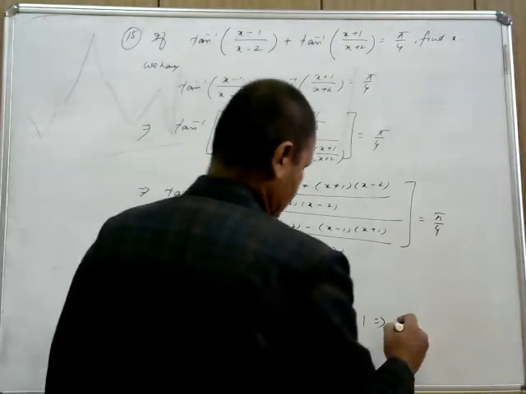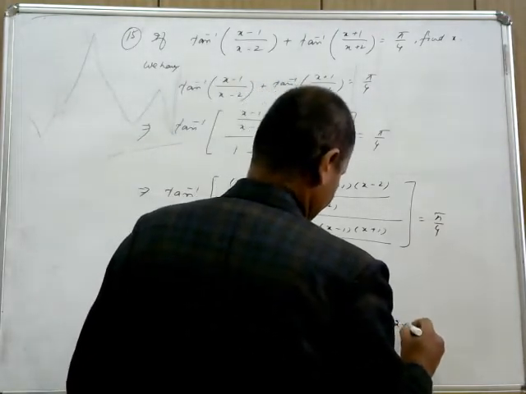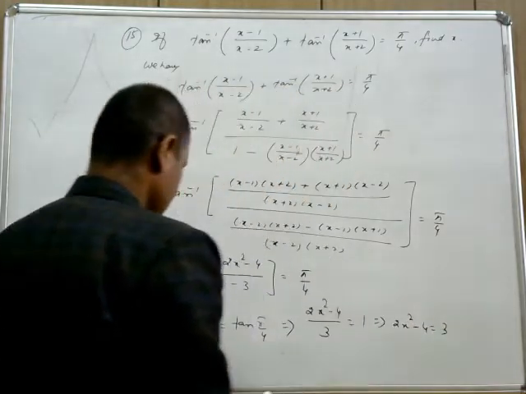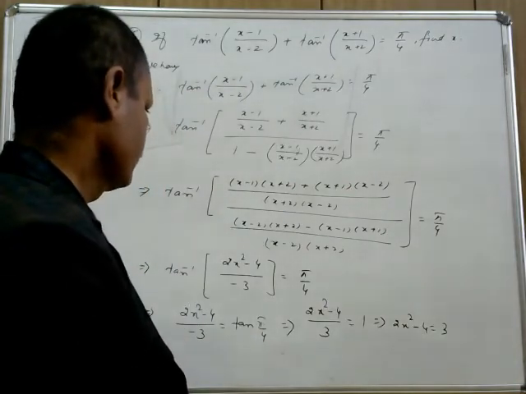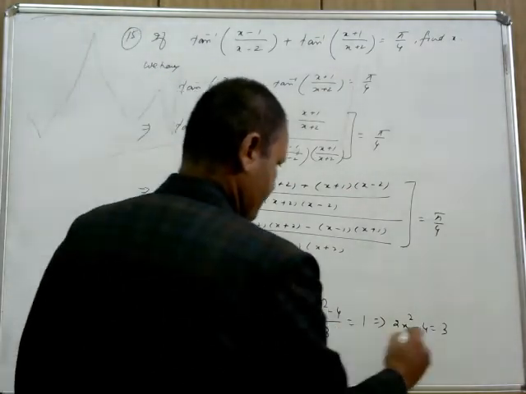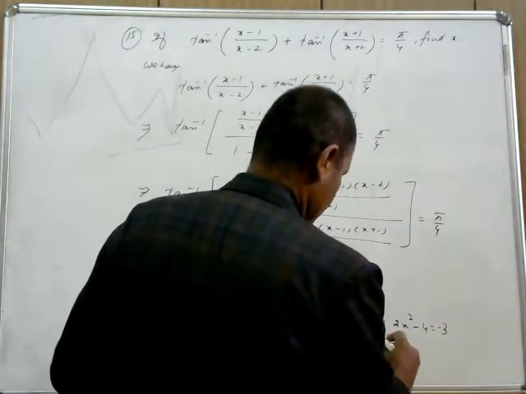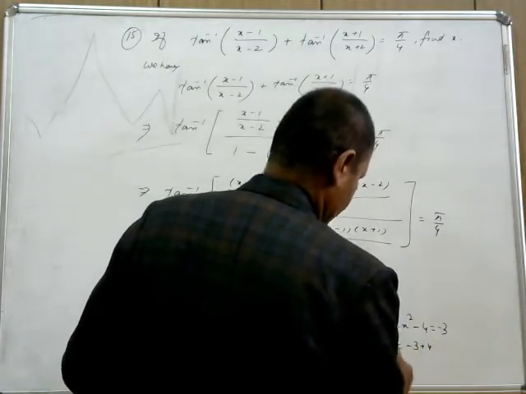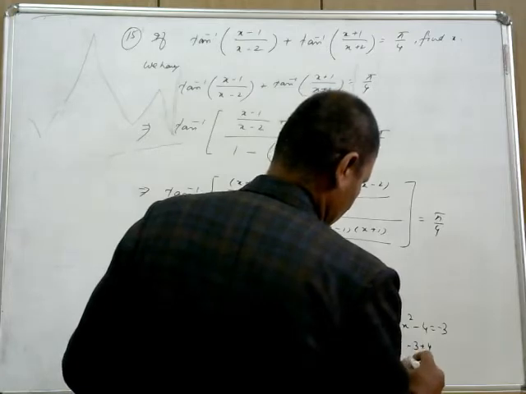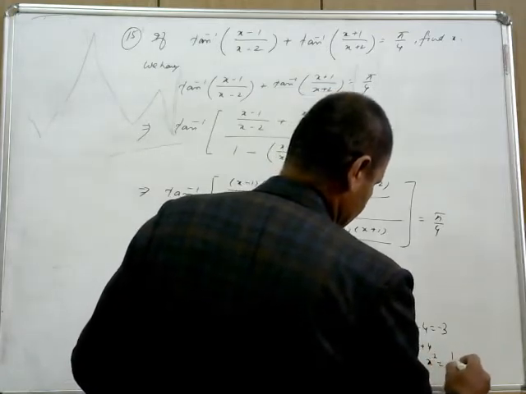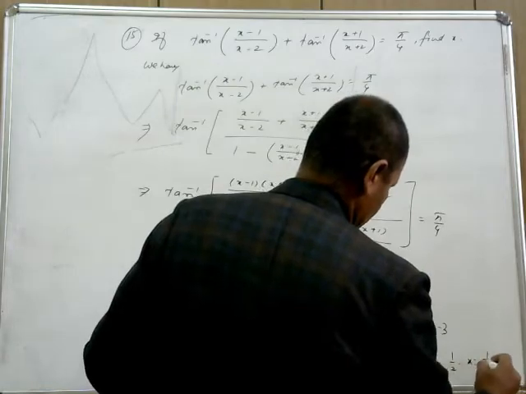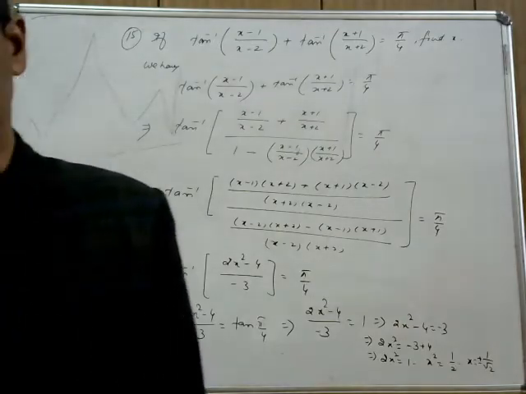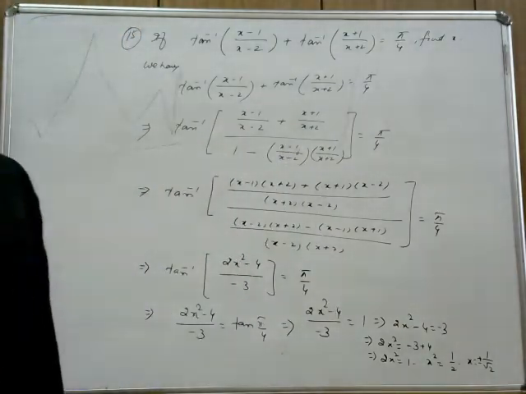It implies that 2x square minus 4 is equal to minus 3. And it implies that 2x square is equal to minus 3 plus 4, and therefore 2x square is equal to 1, and therefore x square is equal to 1 by 2, and therefore x is equal to 1 upon root 2. x is equal to plus minus 1 by root 2, the value of x.